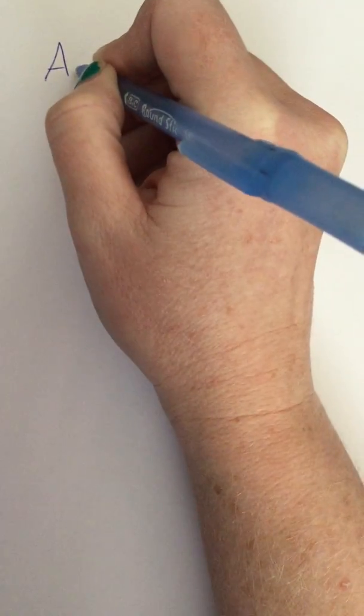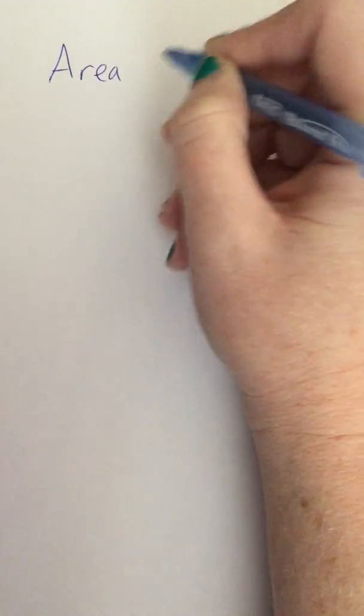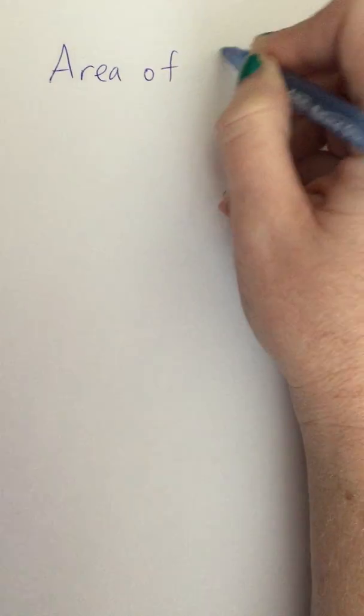Right, hi everybody. I'm going to do a review of the area of a circle. So here we go, here's the notes. And I can't look at my paper, so hopefully this will be neat. Area of circles.